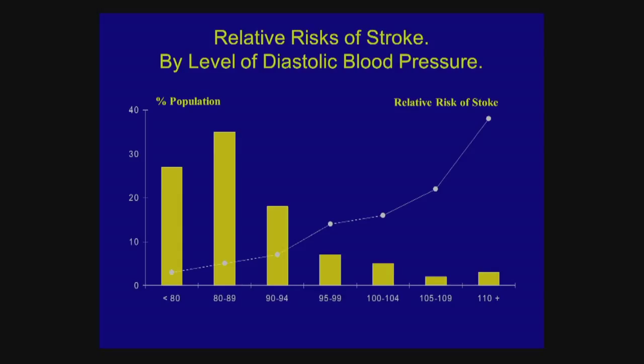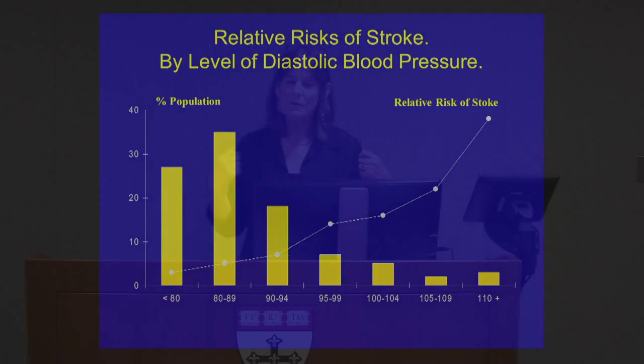Most people have blood pressure in the range of between 80 to 89, or 90 to 94, or even 95 to 99, in which range you see the relative risk of stroke is actually quite substantial. It's 3 or 4 times higher than people who have lower levels of blood pressure. So what does this mean for population health? It means that we want to think about both the relative risk, which are the white bars, as well as the absolute distribution of characteristics, which are the yellow bars.